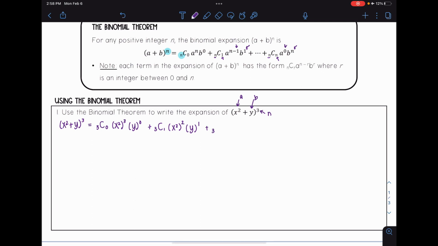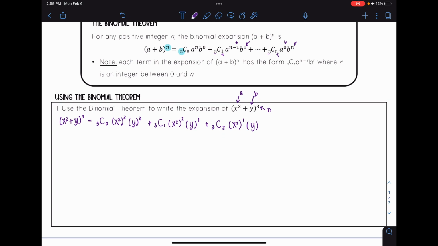So next one, I'm going to add 1 more, so my 1 becomes 2. X squared, I'm going to subtract 1 from that power, so that becomes 1. And then for my y, I'm going to add 1 to that power, so it becomes 2. And then I have 3c3. X squared, subtract 1 from that power, and that becomes 0. Add 1 to the y power, and that becomes 3. So there, I'm done. I know I'm done because I have 3c3. They both match. So I'm good there.